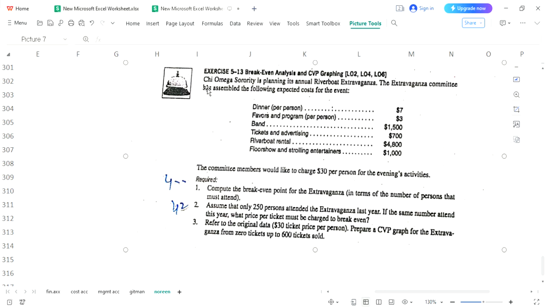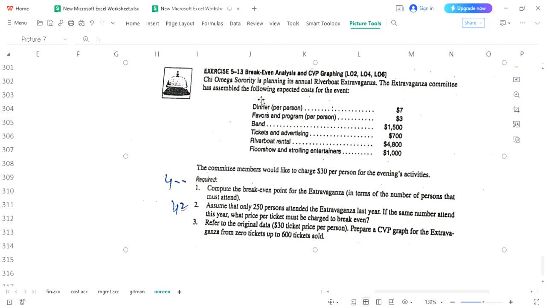Today's target is to solve question number 5.13. The chapter is cost profit volume analysis, or it may be called cost volume profit. Cost profit volume or cost volume profit, CVP or CPV, both are accurate. Under this chapter we have already solved 12 questions and hopefully you know several things related to it.